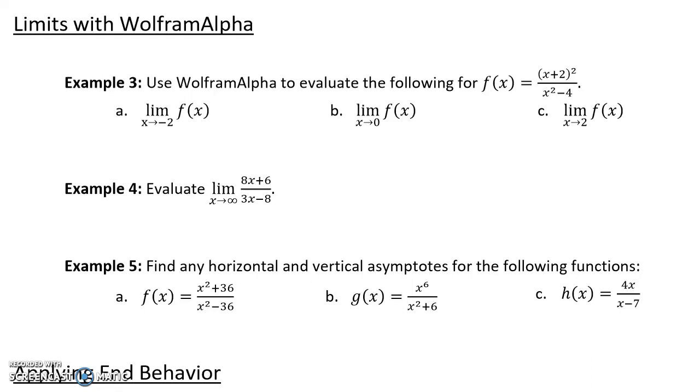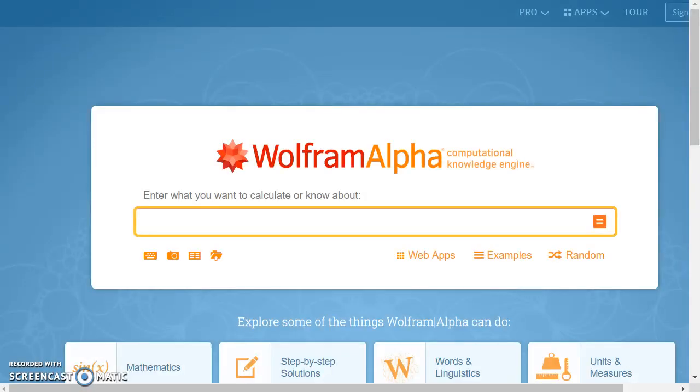We want to take those average value functions that we just looked at constructing and apply those to solve practical business applications. But before we do that, we want to establish how we can use WolframAlpha as a tool to help us quickly evaluate limits so that we can focus just on the results and then applying interpretations to those. In example 3, we want to use WolframAlpha to evaluate this given function as x approaches, in this case, 3 different values. So we'll take a look at how we can do that.